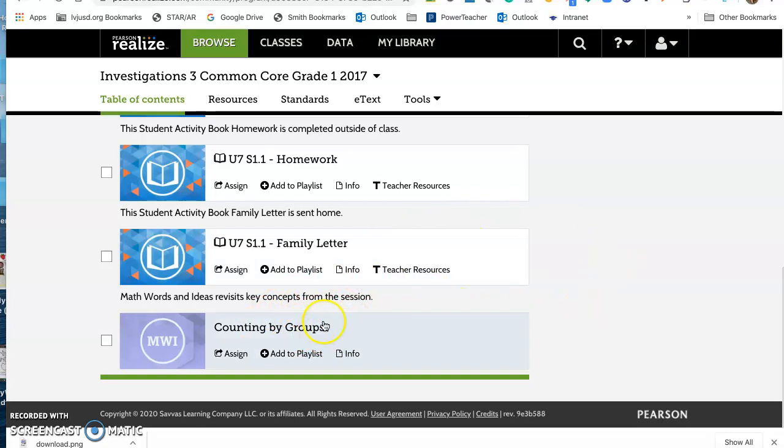There's also a video, you guys, that you can watch that is linked in the Google Classroom assignment. So I'd like you to go ahead and watch that too, and it will help you to practice counting in groups, which is what we are going to be working on a lot in the first part of this unit.